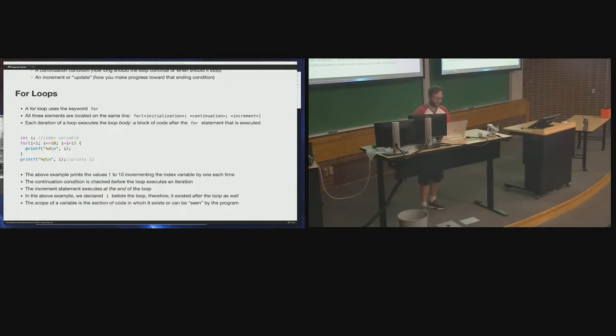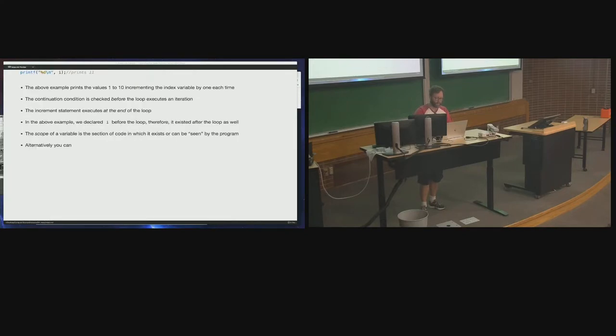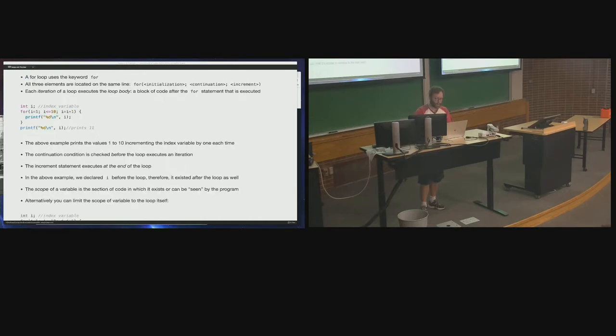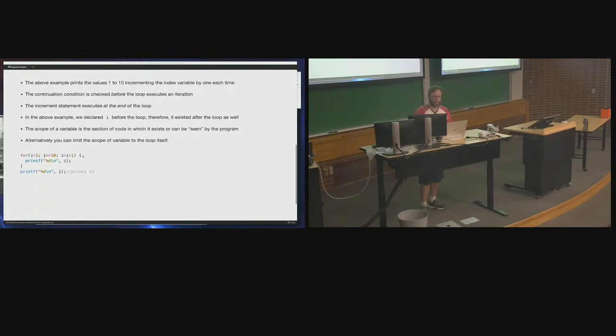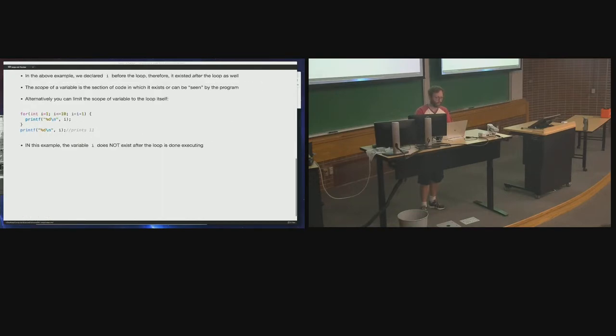Alternatively, you can limit the scope of a variable to the loop itself. And to do that, I'm going to cut and paste the example here and change it a little bit. Instead of putting that index variable at the top, I'm going to put int i is equal to 1 within the loop control structure itself, in that initialization statement. Now what happens is, in this example, the variable i does not exist after the loop is done executing. So it will not print 11.